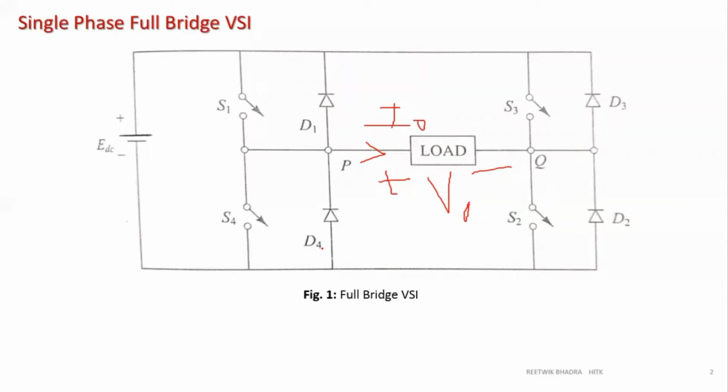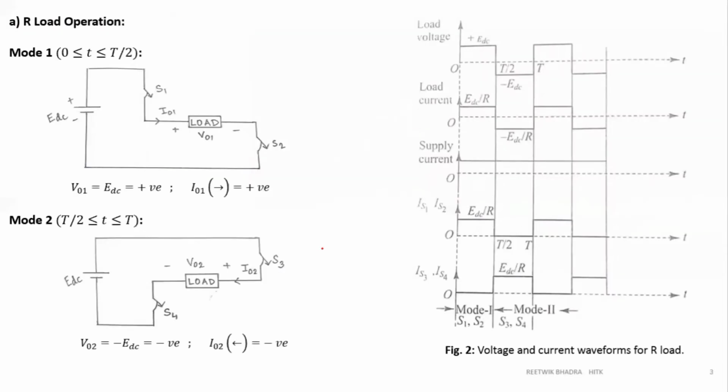In R load, if you recall yesterday's lecture, there were 2 modes of operation, mode 1 and mode 2. Mode 1 was 0 to T by 2, and mode 2 was T by 2 to T. That is, 0 less than or equal to t less than or equal to T by 2, because it is a half cycle. And the next half cycle, the negative half cycle, is T by 2 to capital T. So that is what we will study now.